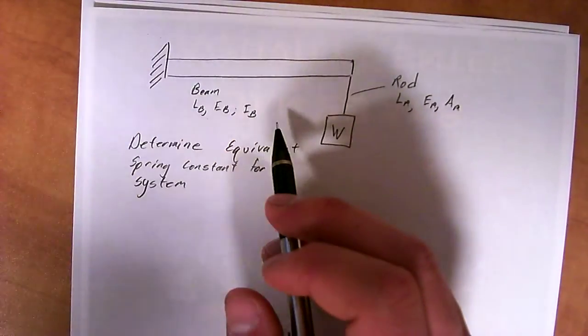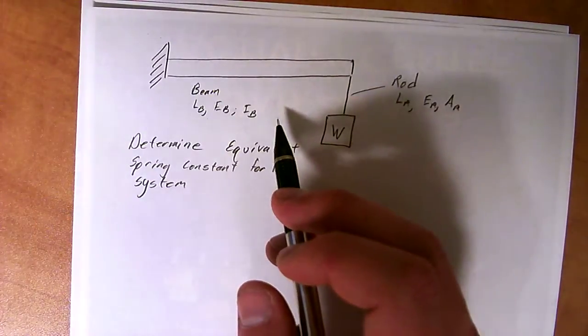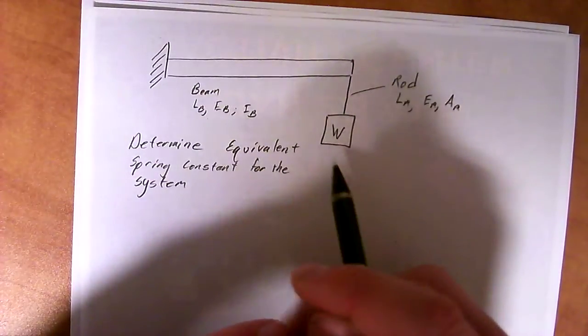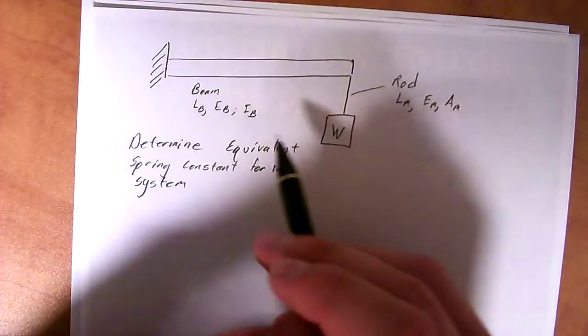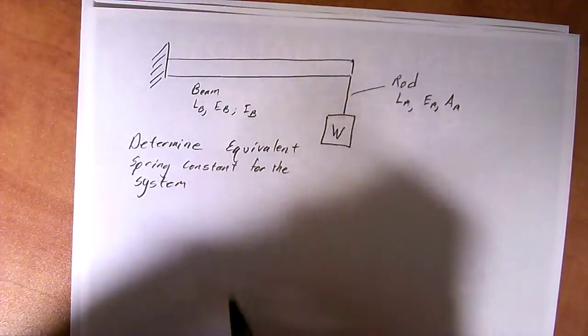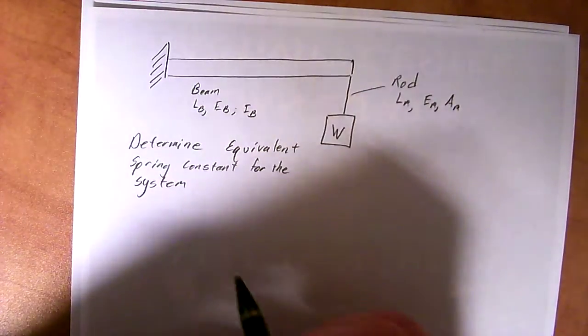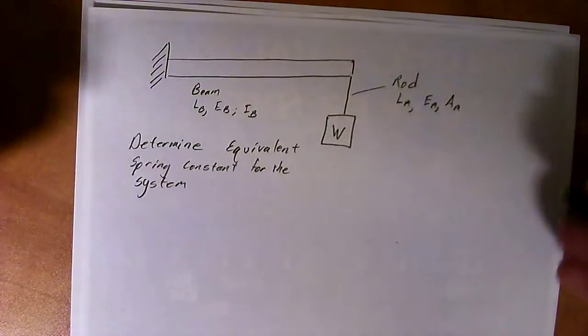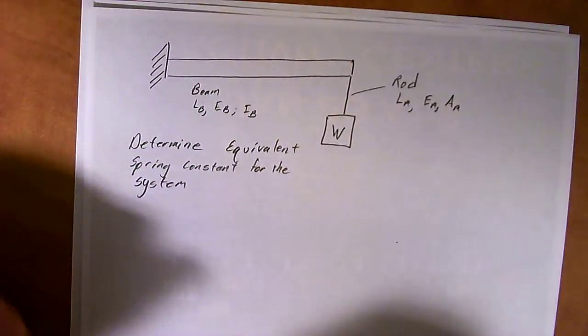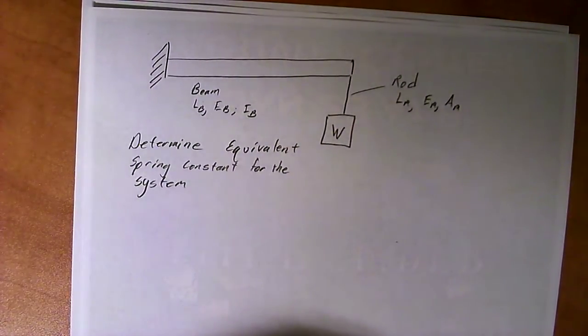This time we're going to do an example based on a beam with a weight hanging off the end of it. And we basically want to find the equivalent spring constant of this system so that we can later on put it into an actual equation and figure out what the vibrational characteristics are. So, we're going to go ahead and jump right into this.